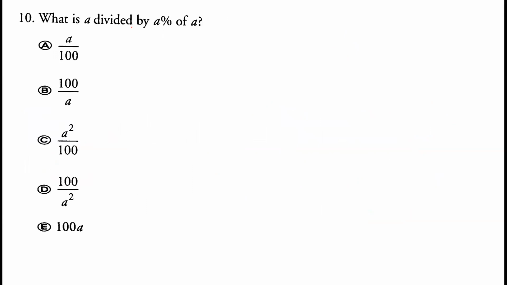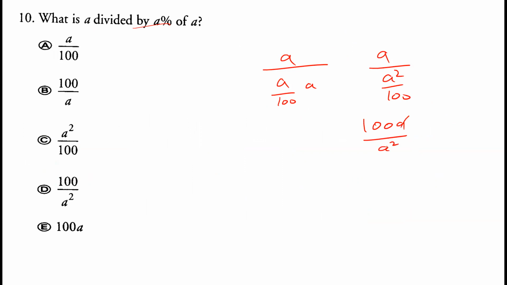So what is A divided by A percentage of A? So this would be A whole divided by A squared over 100. This can be written as 100A over A squared. A and A cancel out, so we get 100 over A. So option B is correct.